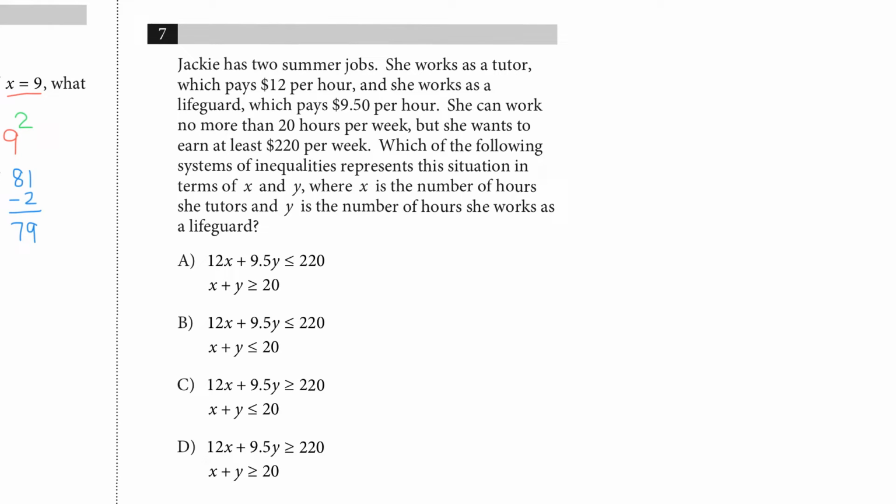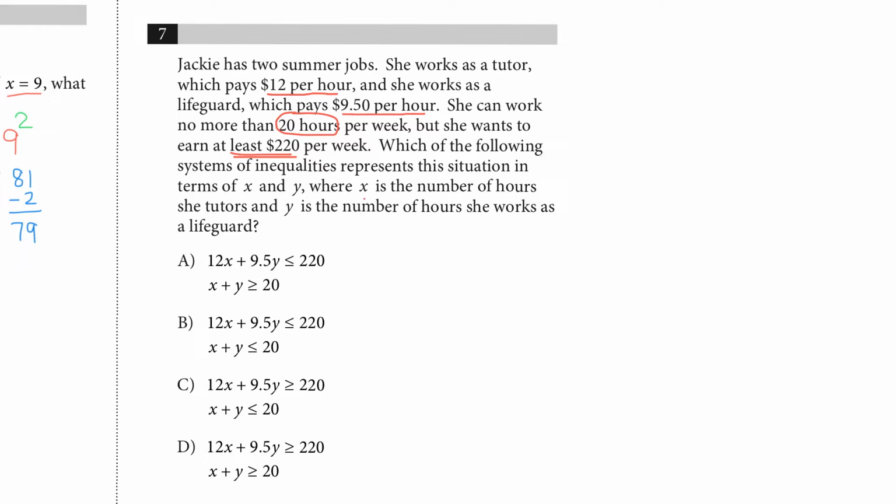Okay, number 7 says, Jackie has 2 summer jobs. She works as a tutor and is paid $12 per hour, and she works as a lifeguard, which pays $9.50 per hour, and she can work no more than 20 hours per week, but she wants to earn at least. So she's got 20 hours per week, and she wants to earn at least $220 per week. So which of the following systems of inequalities represents this situation in terms of x and y?